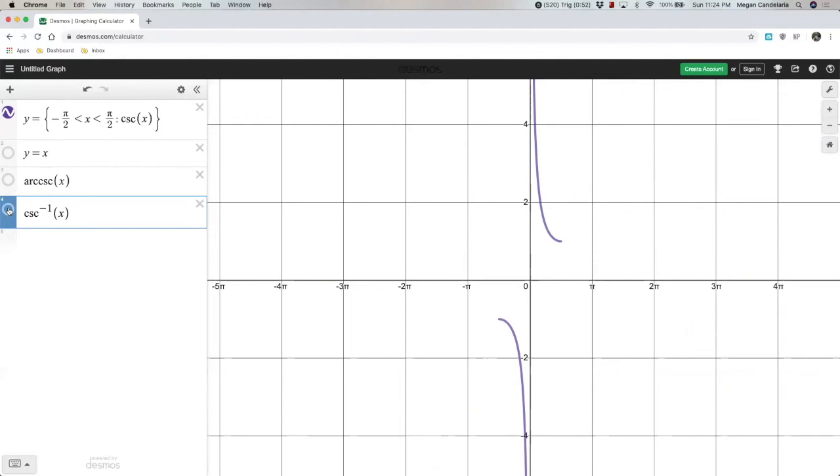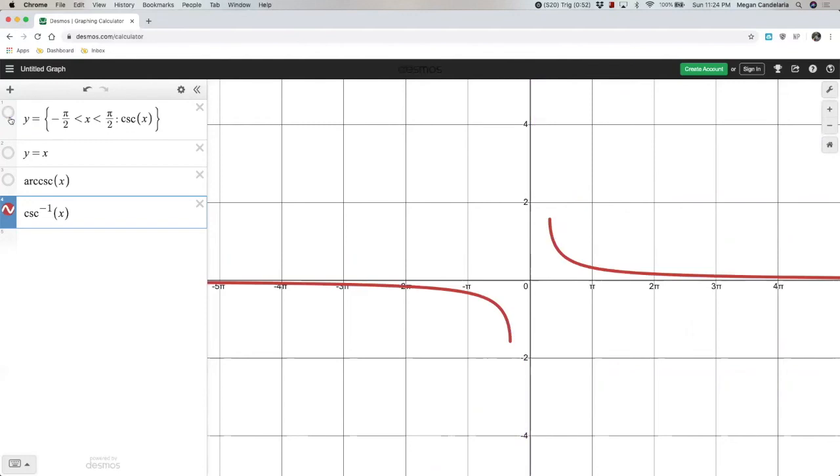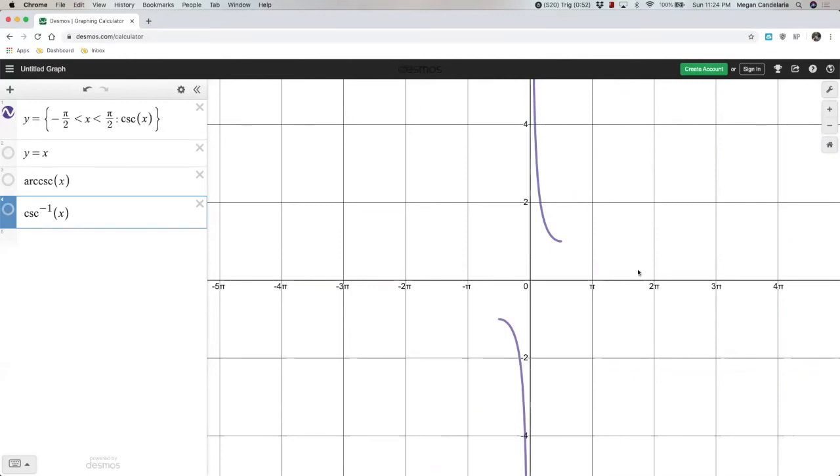So our cosecant, we've limited the domain to negative pi over 2 to pi over 2, which means the range of our inverse is going to be negative pi over 2 to pi over 2. Okay. Now, let's think about the range of our original cosecant graph that we've limited to be between negative pi over 2 and pi over 2 for the domain.